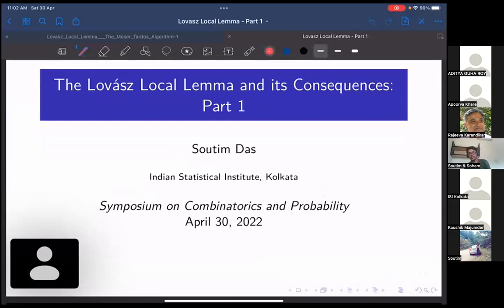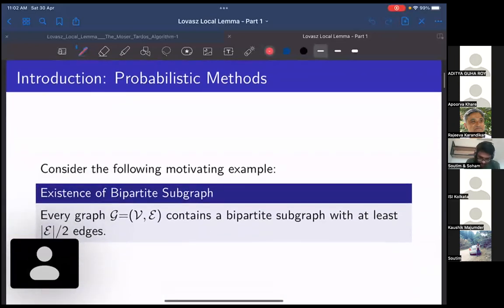Today, Soham and I are going to talk about a very fundamental and powerful result of probability theory, called the Lovász Local Lemma. We will discuss some of its far-reaching consequences in the fields of combinatorics, graph theory, and computer science. The Lovász Local Lemma belongs to a class of methods called probabilistic methods.